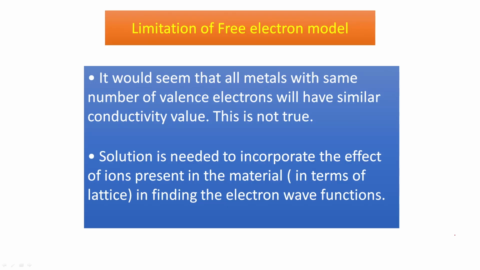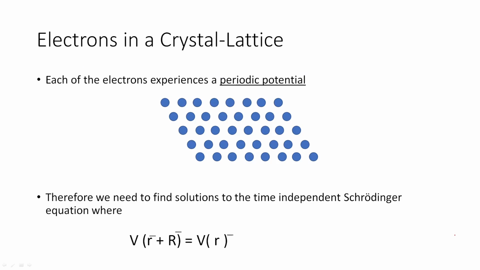As you see, a limitation of the free electron model is that it seems all metals with the same number of valence electrons will have similar conductivity values, but this is not found to be true. A solution is needed to incorporate the effect of the ions present in the material, in terms of the lattice, because it is not one atom present in the whole material; many atoms are present. So how can that be taken care of? That brings us to electrons in a crystal lattice.